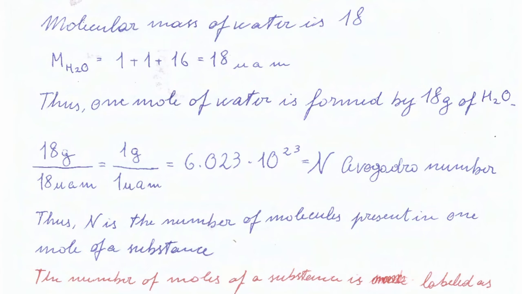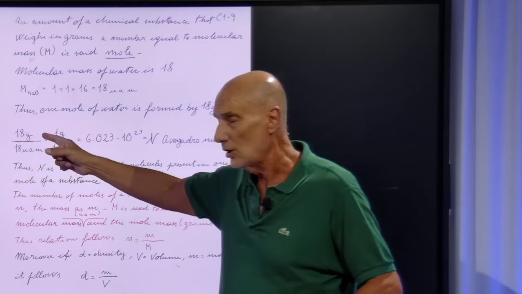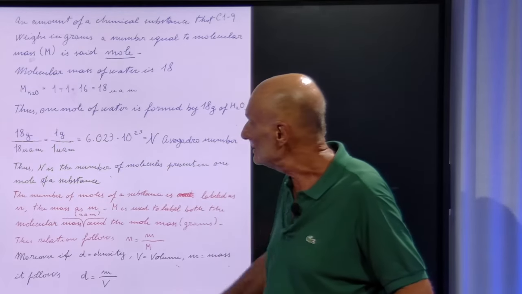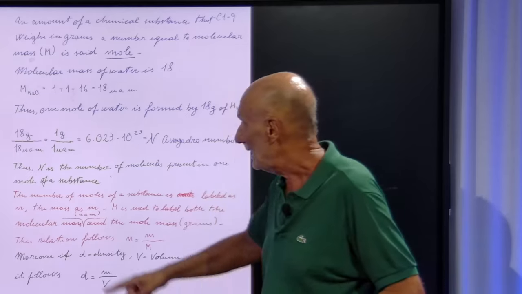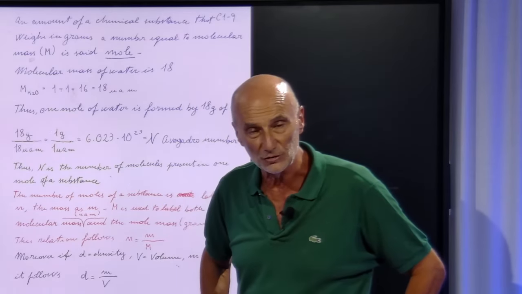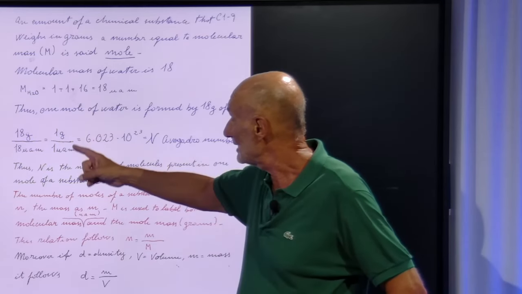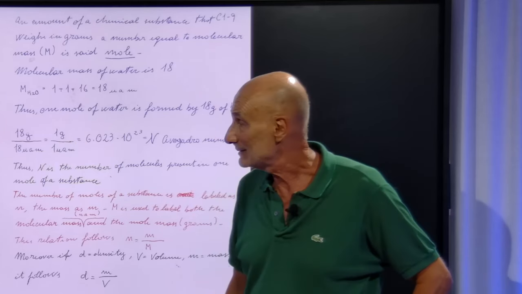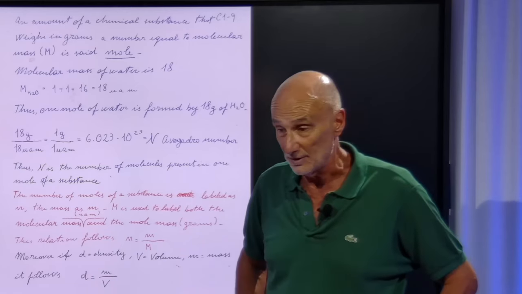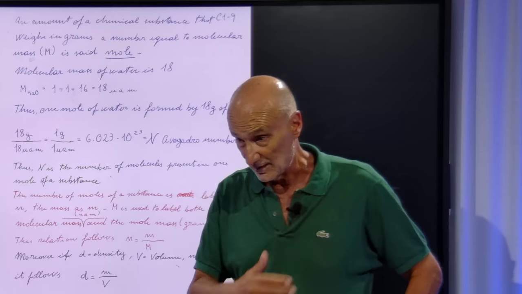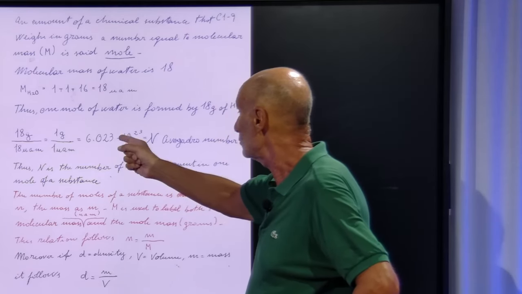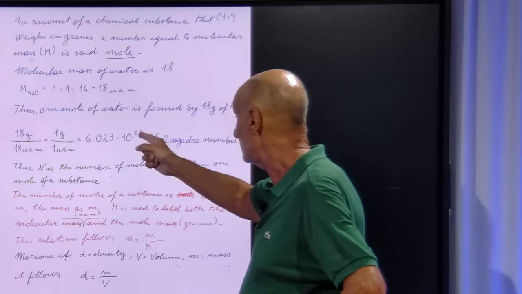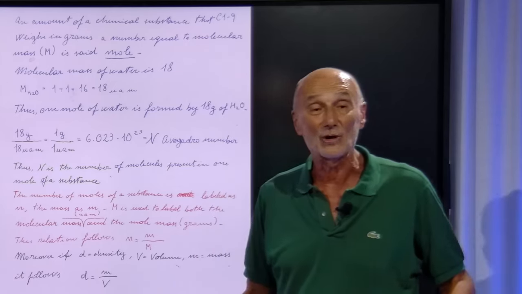Let's do another simple operation. Let's divide the molar mass, namely the mass of a mole of water, which is 18 grams, by the mass of a molecule of water, which is 18 unit atom mass. The 18 and 18 disappear from this expression because they simplify with each other. And we have 1 gram divided by 1 unit atom mass. But we already saw the result of this operation in the previous part of the lesson. We saw that the ratio between 1 gram and 1 unit atom mass is 6.023 times 10 to the 23. Namely, this is the Avogadro number.